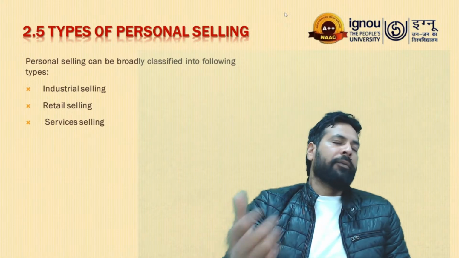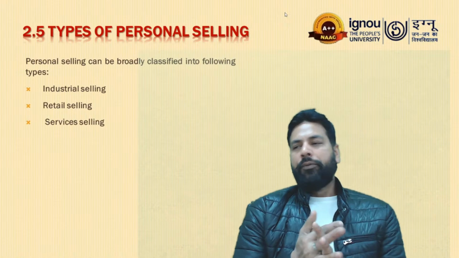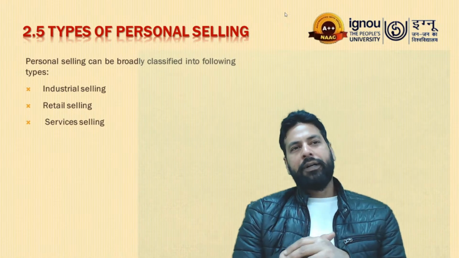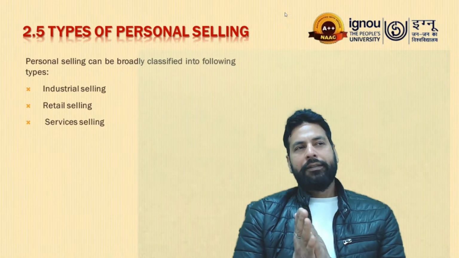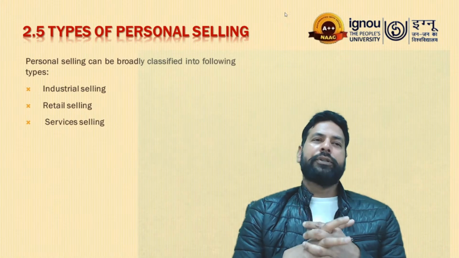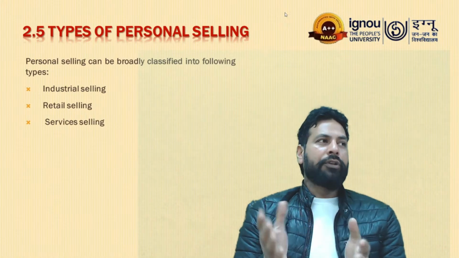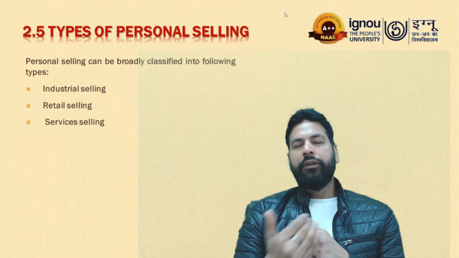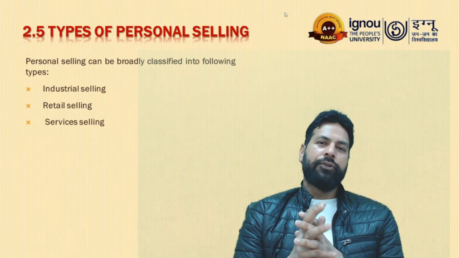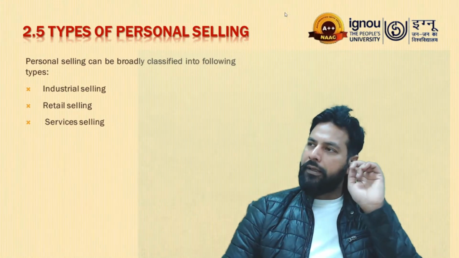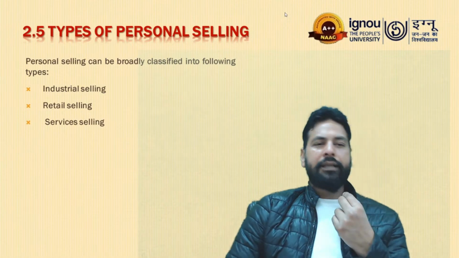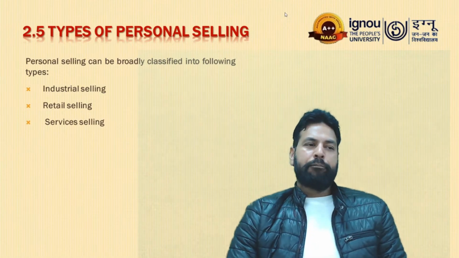So consultancy firms like KPMG, PwC, PricewaterhouseCoopers, Ernst & Young, they are into this business. So there also it requires a one-to-one interaction approach. So these are the types of personal selling: industrial selling, retail selling, and services selling. I hope this is clear.